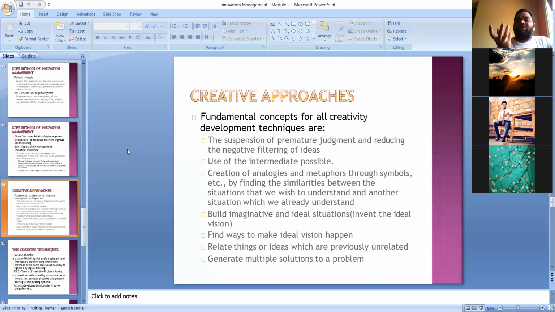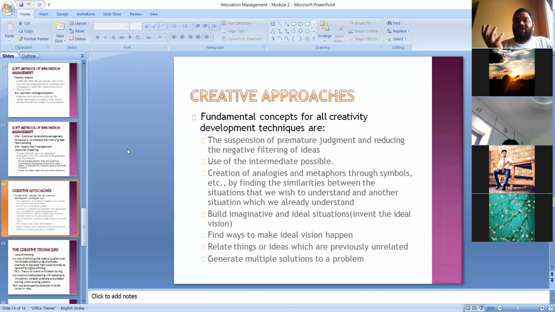So what do we mean by imagination of things? We have to create it ourselves in such a way that you are able to imagine and define what is going to happen: this situation is going to happen, that situation is going to happen. That's what we call building imaginative and ideal situations.